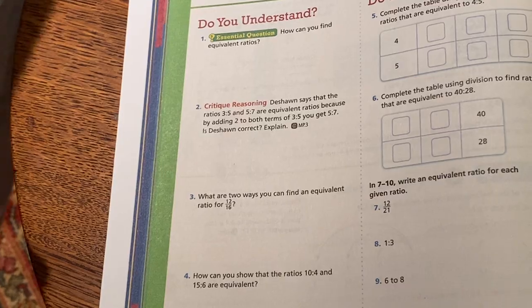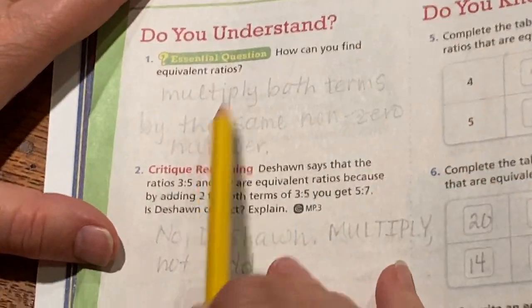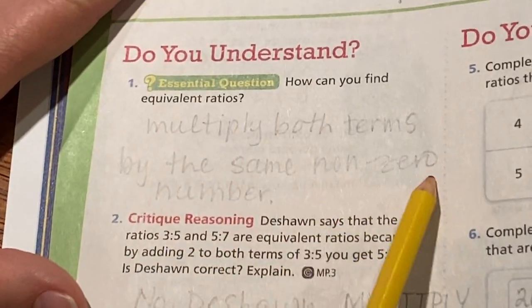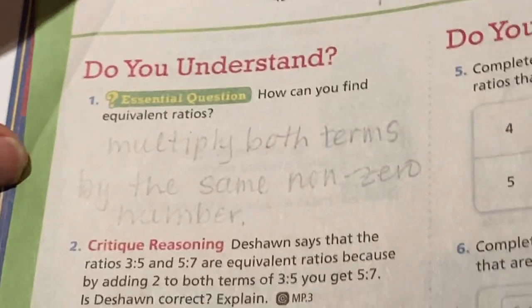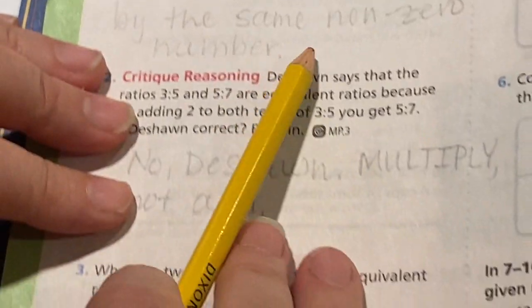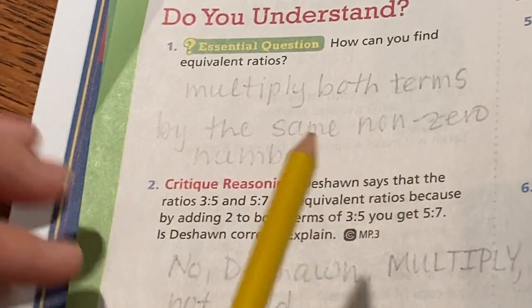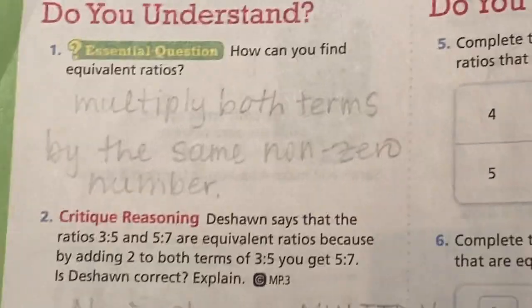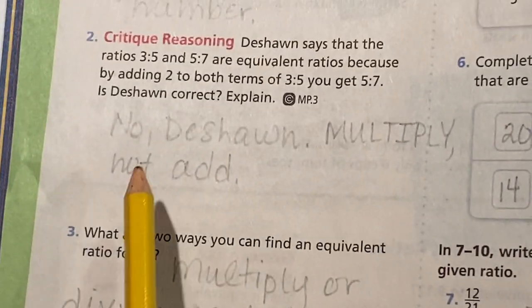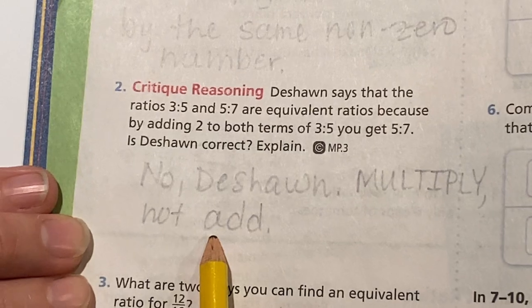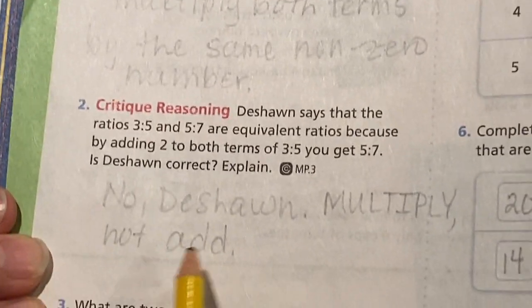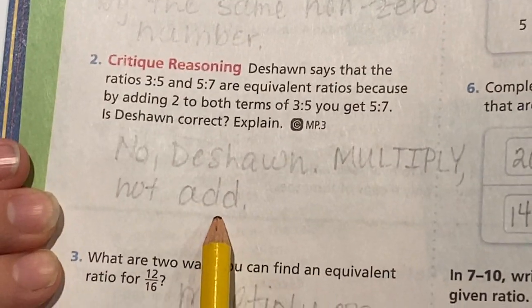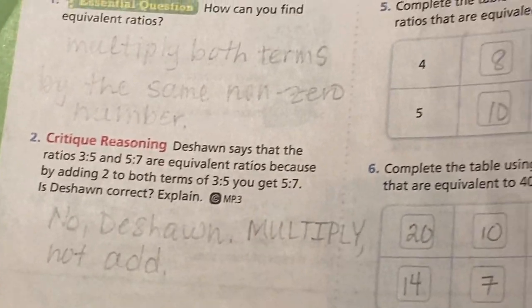Okay, let's take a look here. All right, so multiply both terms by the same non-zero number. There's a way that you can find equivalent ratios. You could also make a table, but really you're doing that. You're multiplying both terms by the same non-zero number. You could also divide. So if you wrote divide, you're also right. Okay, Deshawn, nope. You don't find equivalent ratios by adding the same or subtracting. It's only by multiplying or dividing.